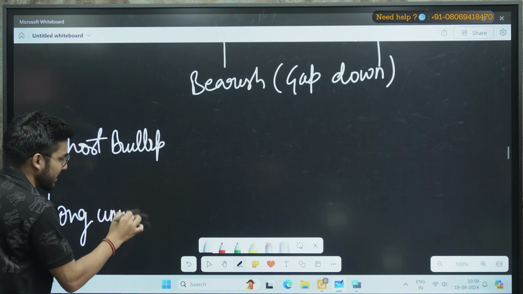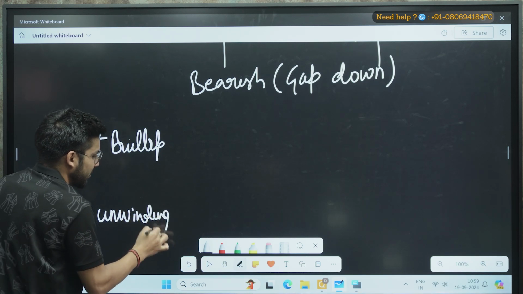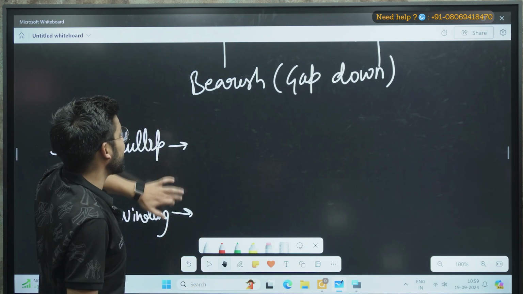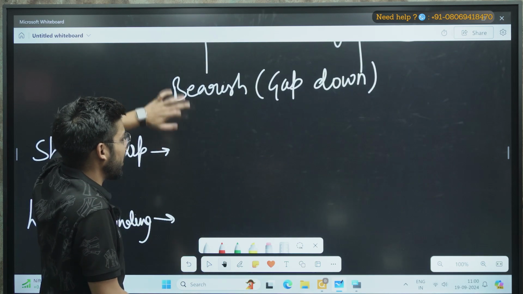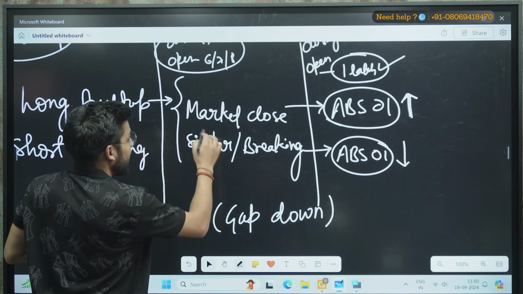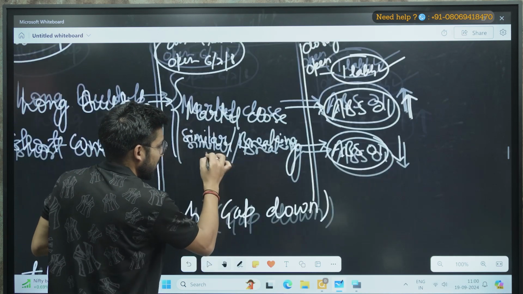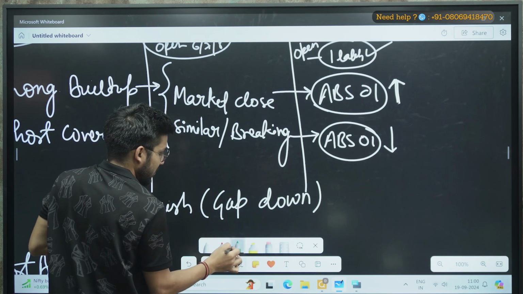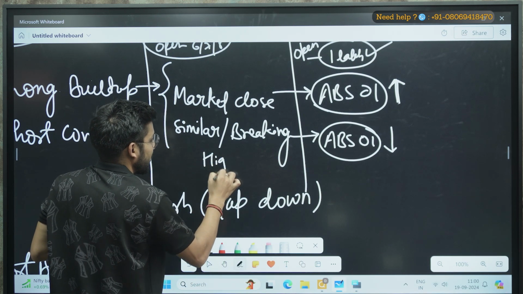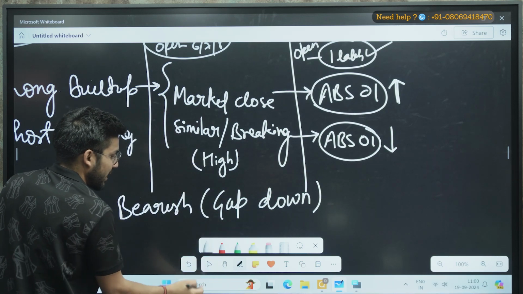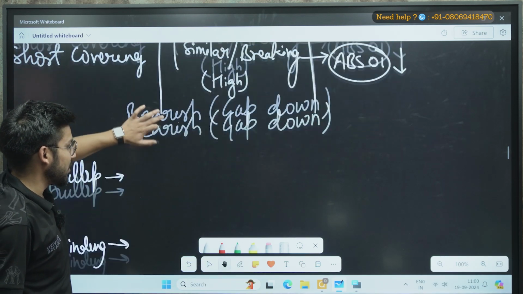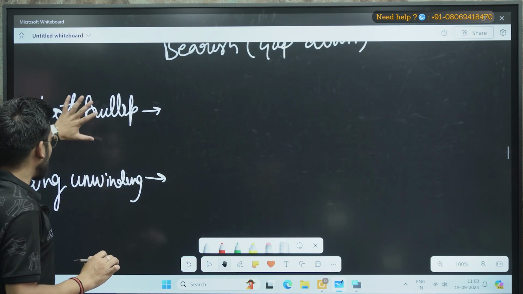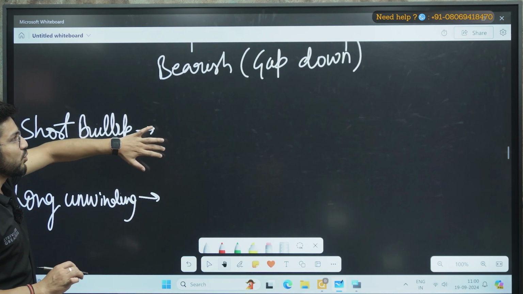So if there is long unwinding, then I'll also go with the gap up, gap down market, right? Along this, as I have seen here, the market should close similar to the breaking point, okay, so it should be high. Market close similar to breaking high of the market, right? Okay, now it must be a little confusing for some people, but I'll clear it once we go in the chart. Okay, now first condition, short build up, long unwinding for gap down opening.